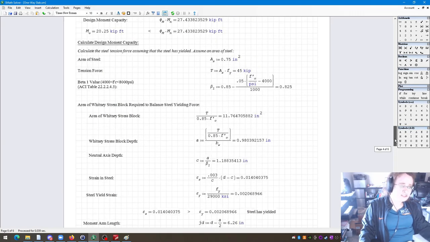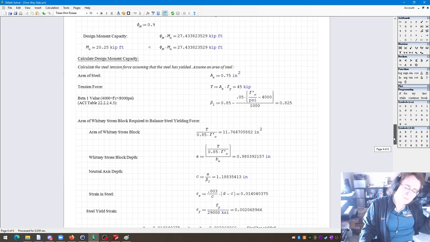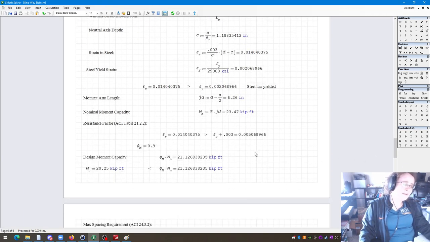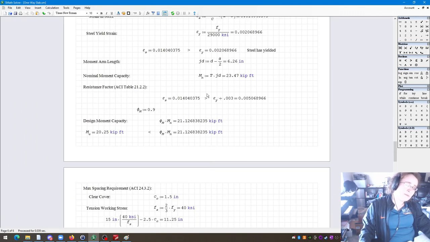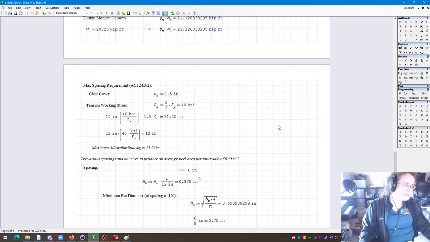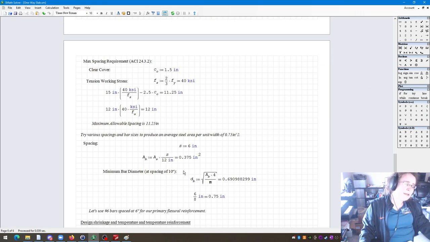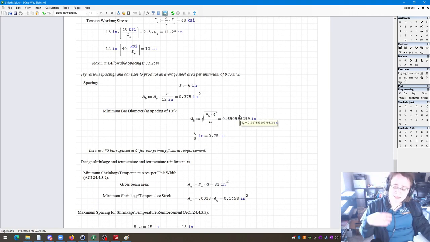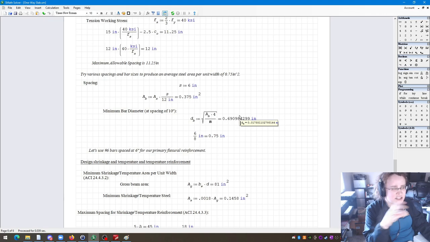If we didn't have adequate shear capacity, we'd just make the slab thicker. Then we calculate the design moment capacity like we did before with reinforced concrete beams. We calculate our clear cover, we find our maximum spacings for the primary flexural reinforcement, and we find the area of steel required and the area of each individual bar required for an assumed spacing. And we just work through combinations of bar sizes and spacing until we get something that seems reasonable.